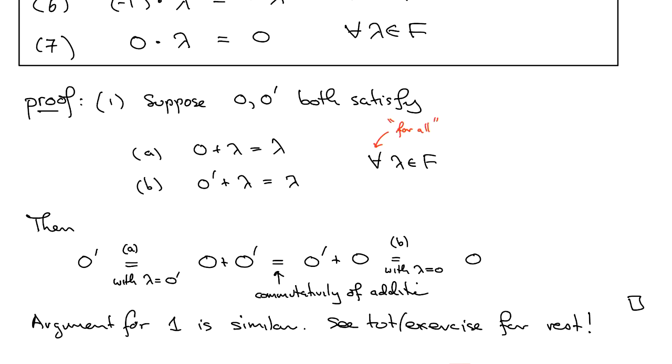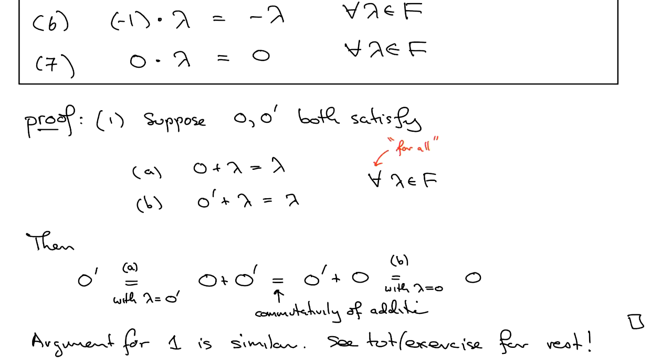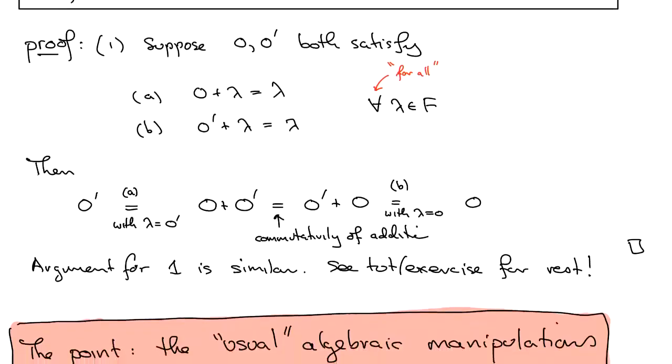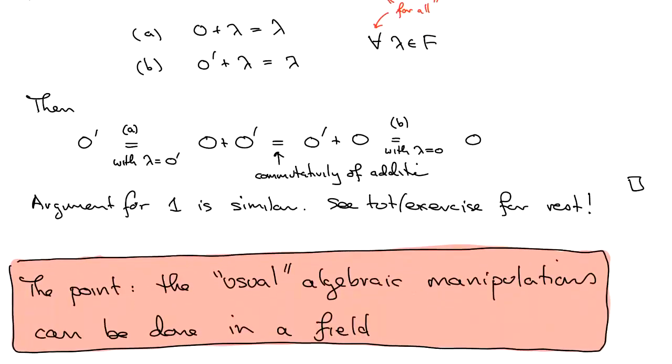Now, I just want to make sure you understand the point of this lemma. It's just that all the nice things happen that you want, and you have to, once in your life, prove them directly from the axioms to check. And then after that point, unless you're explicitly asked to prove it using the axioms, freely use all of those properties. And that's the point, that the usual algebraic manipulations can be done in any field.